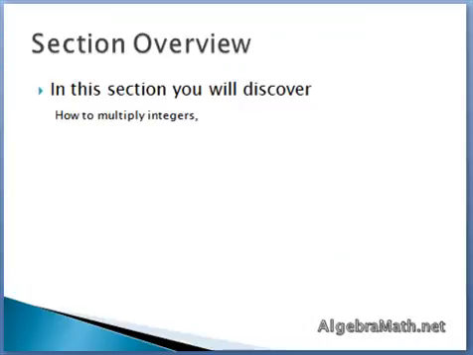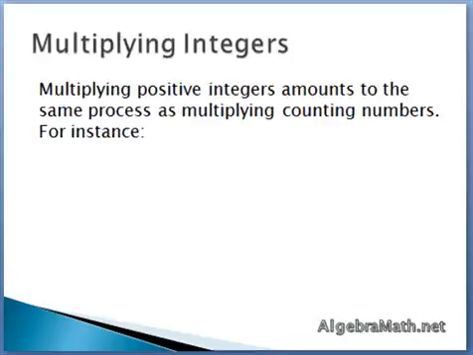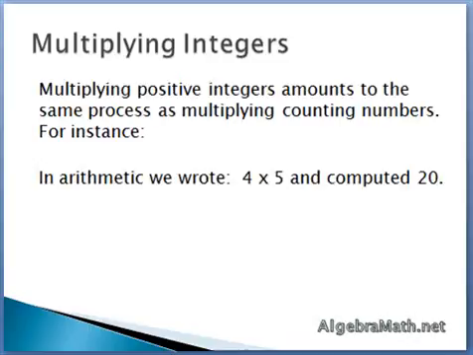In this session, here's an overview. We're going to learn how to multiply integers and how to divide integers. Multiplying integers. Multiplying positive integers amounts to the same process as multiplying counting numbers. Counting numbers are 1, 2, 3, 4, all the way on out. In arithmetic, we wrote 4 times 5 and used the x to indicate multiplication and computed the number 20.